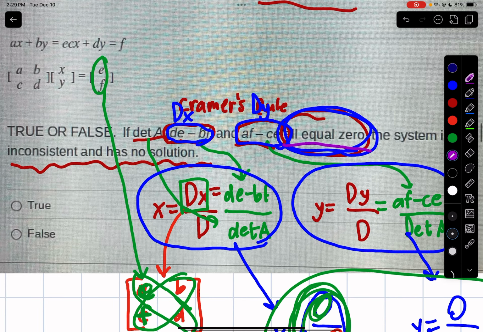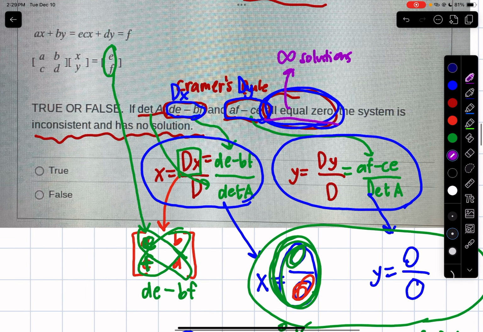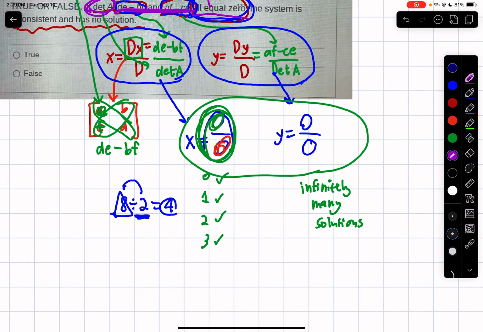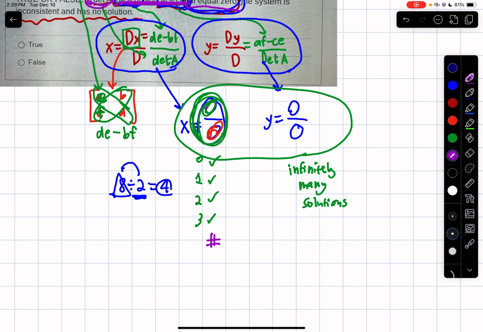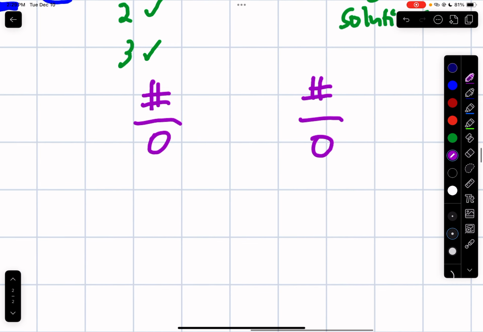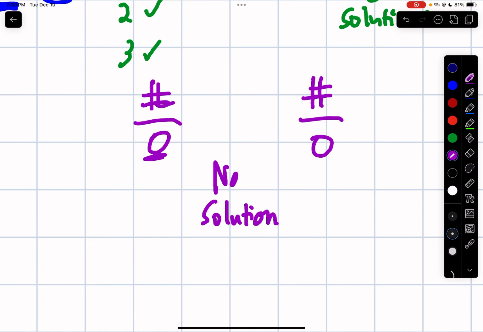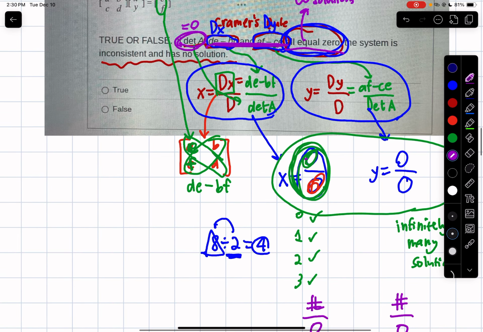There are only 2 ways that they can ask this question on the exam. Either they all equal 0, in which case we should have infinite solutions, or just the determinant is equal to 0, but these 2 aren't. If we had, instead of 0 over 0, a number over 0 and a number over 0, you can't divide a number by 0, because no amount of zeros will ever create a number. So this would be no solution, and this particular question would be false.